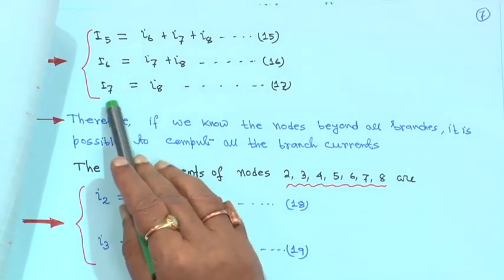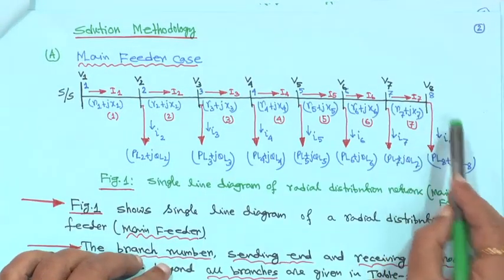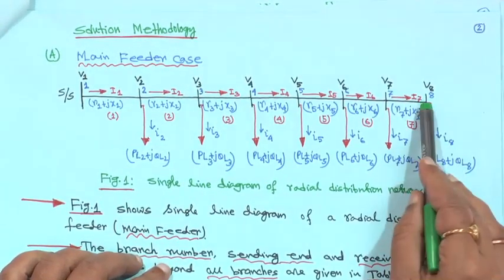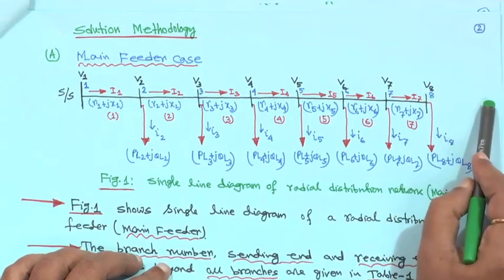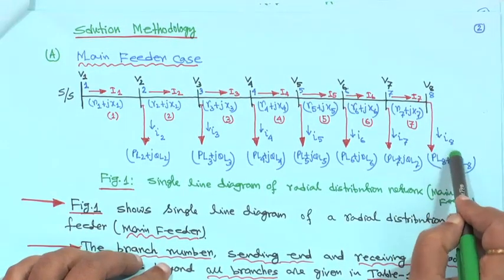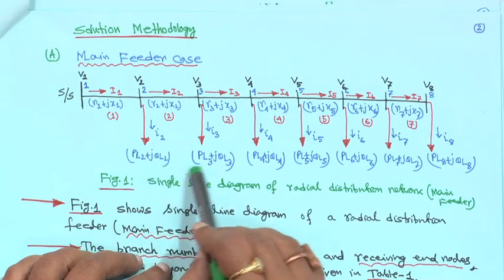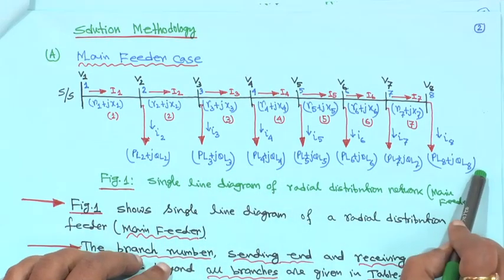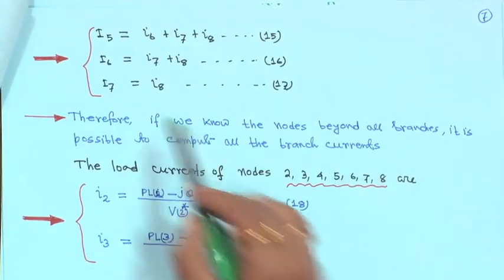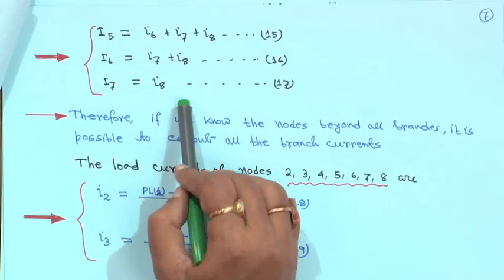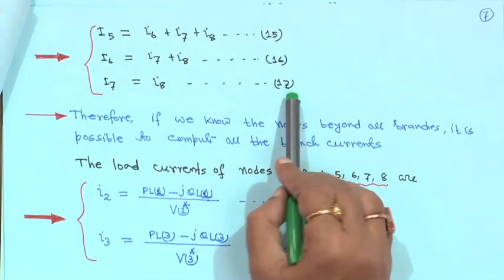So, similarly, capital I7, that is the last one, is equal to small I8, because this is the current actually going to the load, since there are no other branches beyond that, right. So, it is I8. And in terms of power it is given by PL8, because this data will be known, right. So, these are all branch current mathematics, very simple. This last one is equation 17.